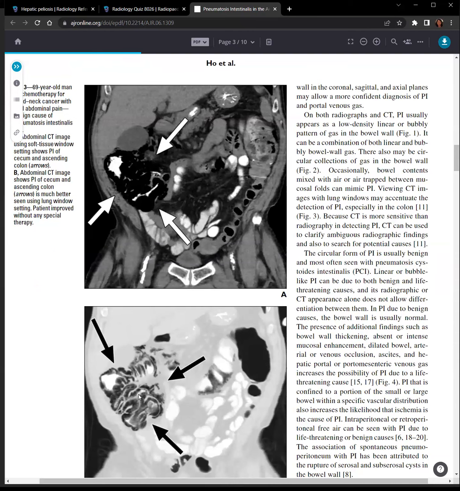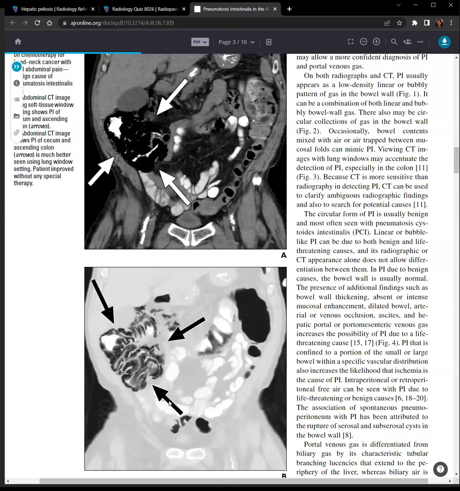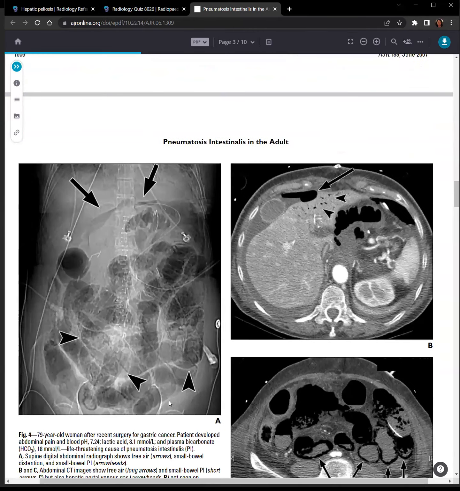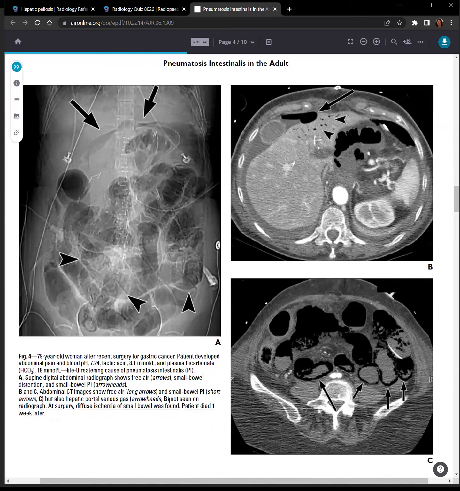We see air, but it's a lot more kind of dissecting through the interstitium rather than big bubbles and blebs. And I always tell my residents, people will be like, oh my God, there's free air, that means there's a perforation. And it doesn't necessarily mean there's a perforation because air can dissect through planes. It can go through fascial planes. It can go through the wall, and it doesn't necessarily mean that the bowel has perforated.